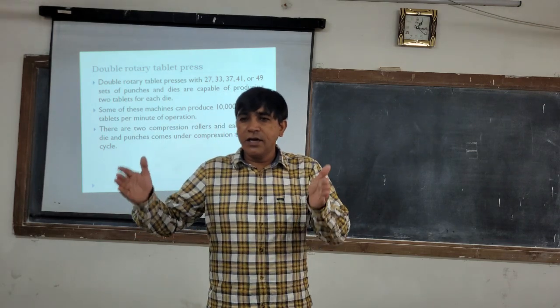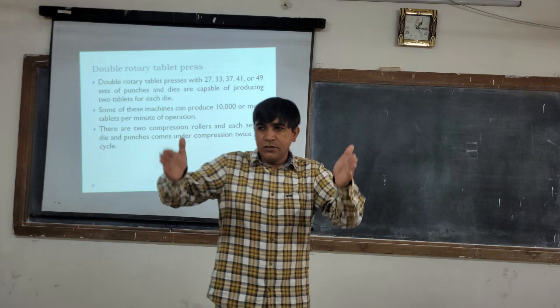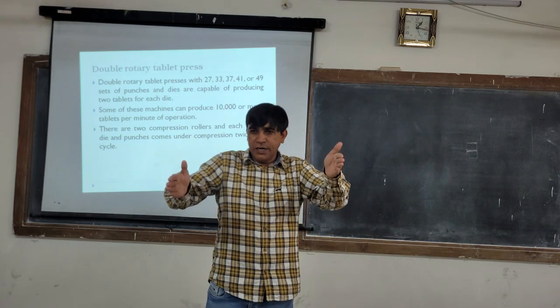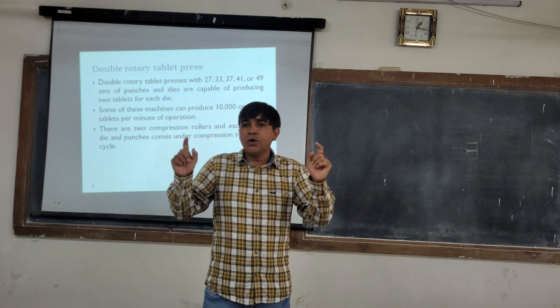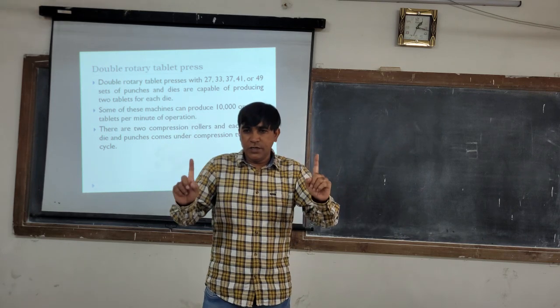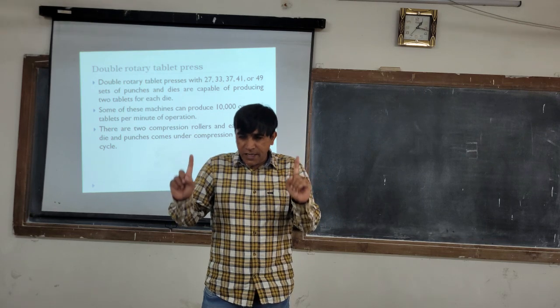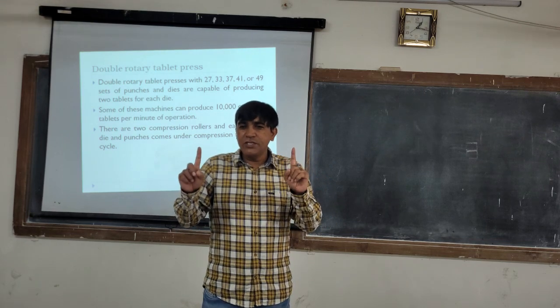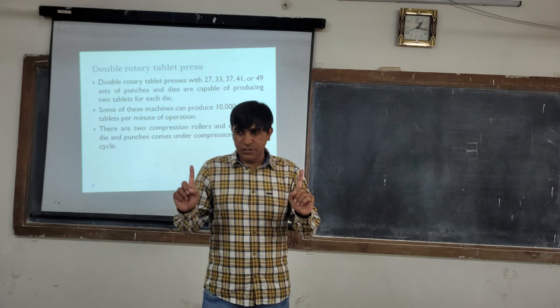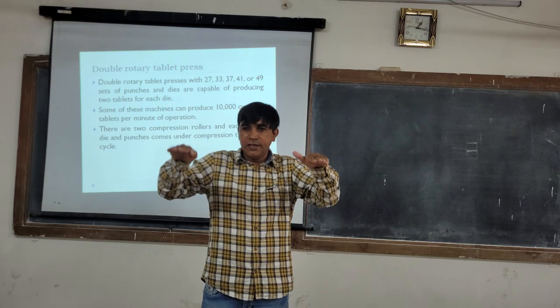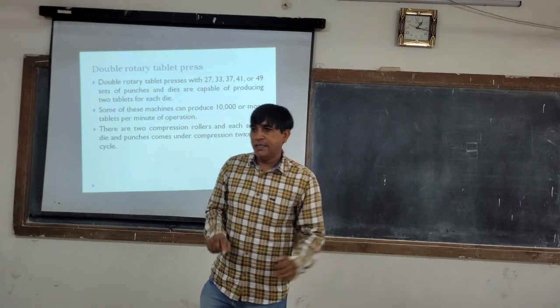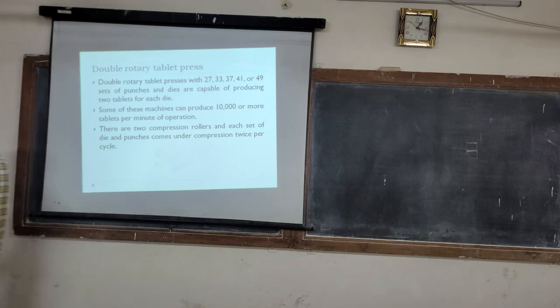So the cycle is alternate. Once one roller is pressing, another is in a relaxing position, and so on. So at the same time, both rollers are not above a punch. Clear? At the same time, two punches are not under a roller in a double rotary machine. So the cycle will continue like this, and thereby forces are distributed uniformly. And that's why the double rotary machines have two hoppers, two rollers for compression, but an odd number of punches.